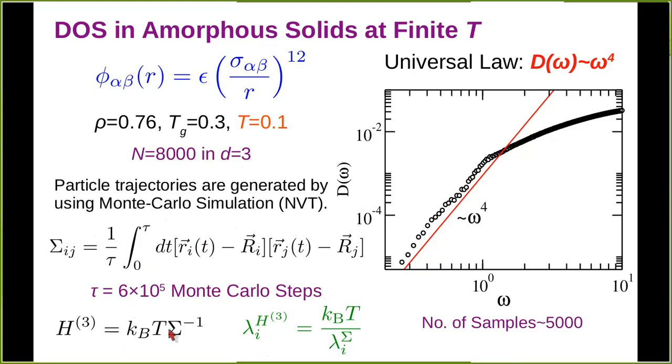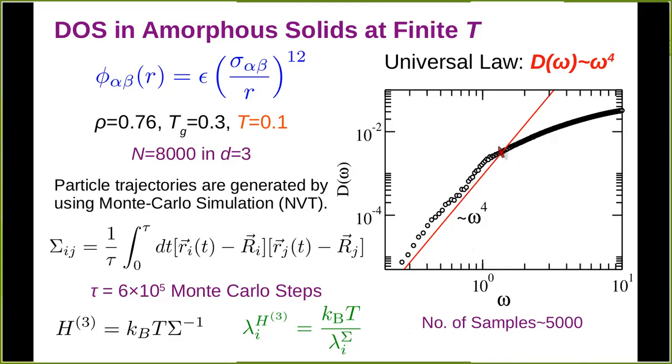Now, without constructing the Hessian matrix, what we do is diagonalize this matrix. The eigenvalues of the Hessian are related to the eigenvalues of the covariance matrix by this formula. We take a square root of this quantity to get the characteristic frequencies. Once we have the characteristic frequencies, we can construct the density of states, and this result is obtained by averaging over 5,000 ensembles. Clearly, the density of low frequency states at finite temperature T = 0.1 follows the universal law D(ω) versus ω^4, similar to the zero temperature case.